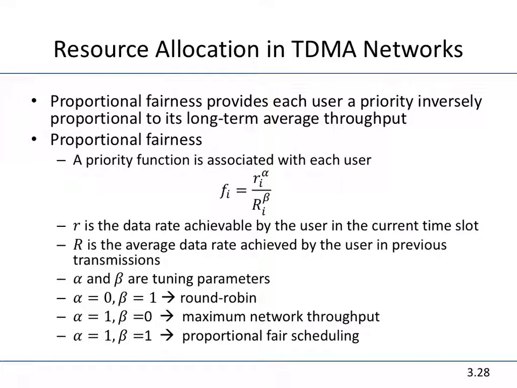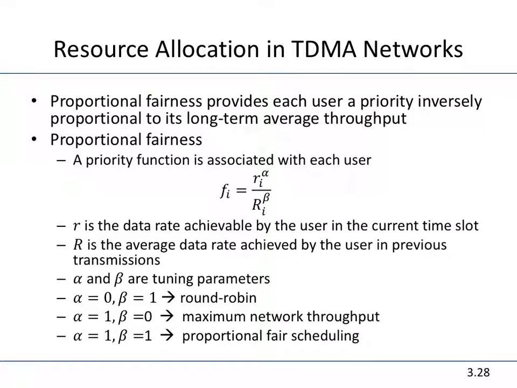So if I give the resource to the one with the maximum instantaneous rate, this is opportunistic. Right? Instead, what this utility function tries to do is divide the instantaneous rate by the average rate based on assigning previous resources in history.